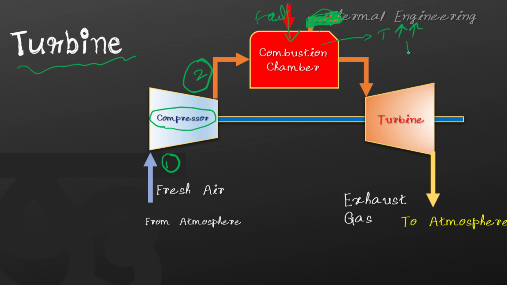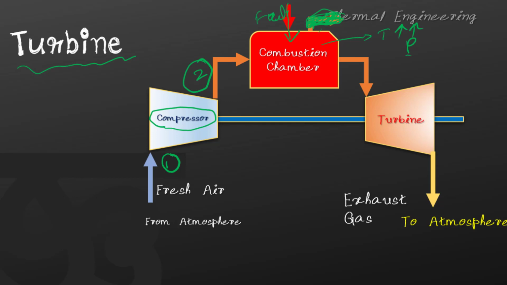But what about the pressure? Will the pressure increase or not? In the open cycle or any gas turbine cycle, the combustion takes place at constant pressure. The cycle we are discussing is the Brayton cycle. Okay, the Brayton cycle is a constant pressure combustion cycle.